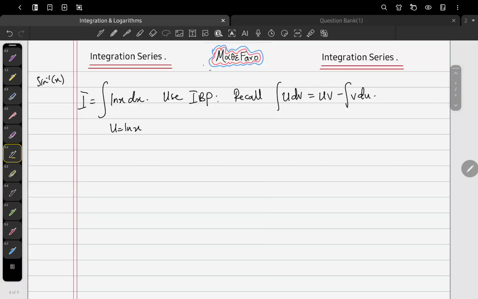Mostly when you are using IBP, apart from the acronym ILATE that tells you the hierarchy, intuitively what should be your u is the thing that is easily differentiated. So u is natural log of x here, and dv is dx. We need du and v. So du is the derivative of natural log of x, that is 1 over x dx, and v is the integral of dv, which is the integral of dx, which is equal to x.